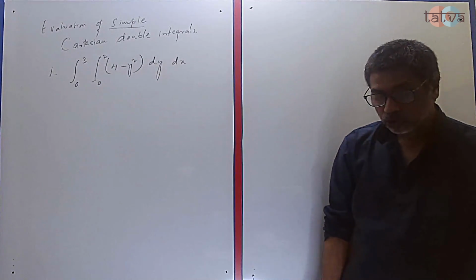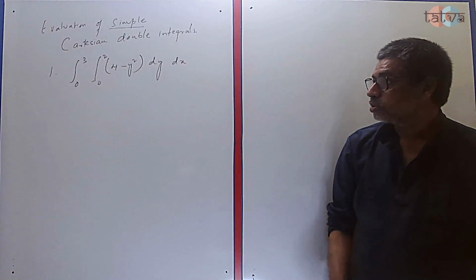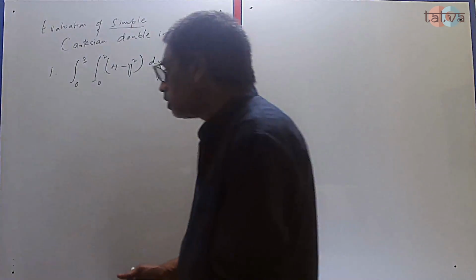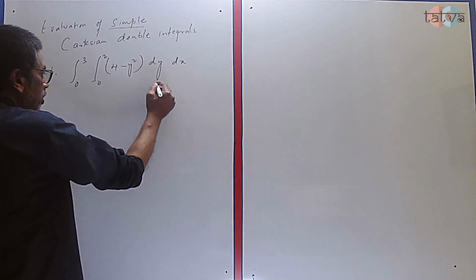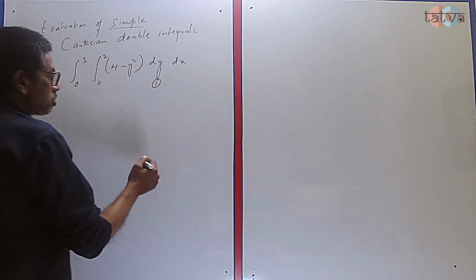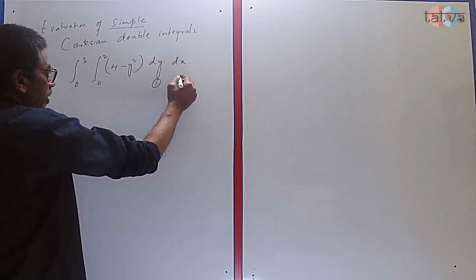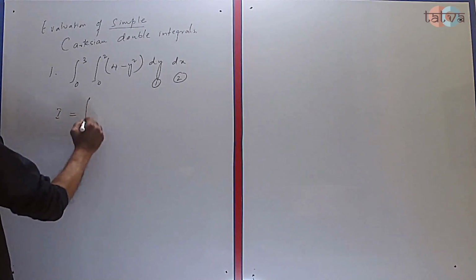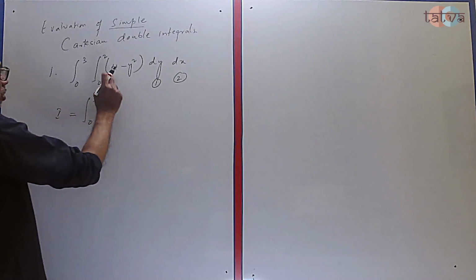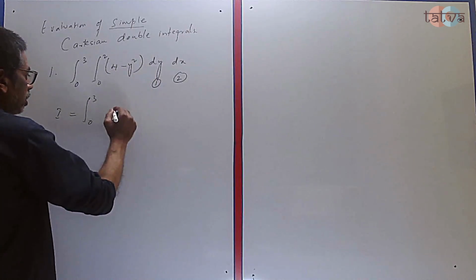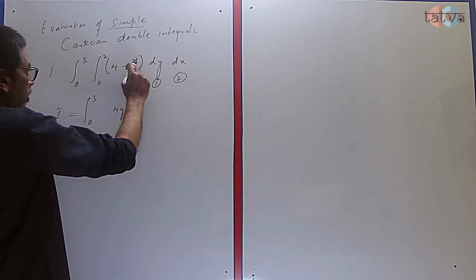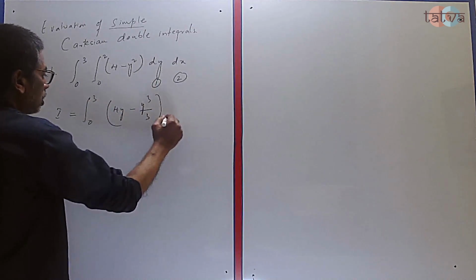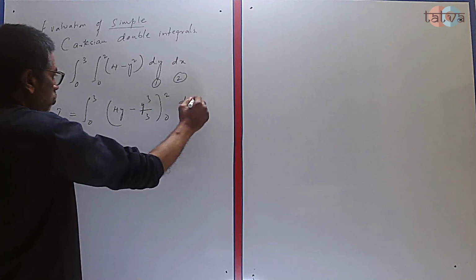So instead of getting into the geometry, let me directly show you the procedural steps of performing this integration. We will stick to the order given. Integration with respect to y first, followed by integration with respect to x. I is equal to integral 0 to 3. The integration of 4 with respect to y is 4y. The integration of y squared with respect to y is y cubed by 3. The limits are 0 to 2.